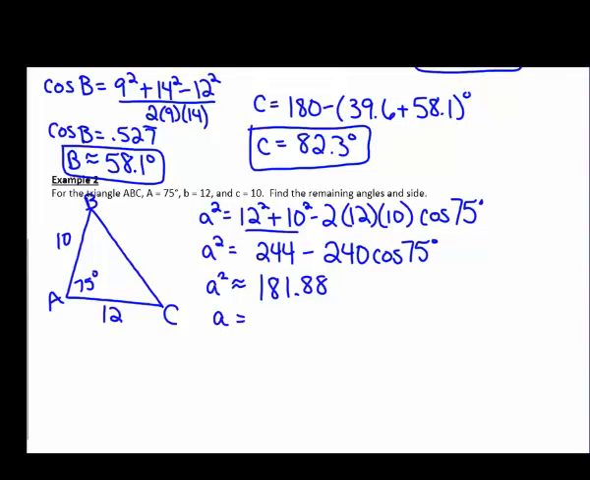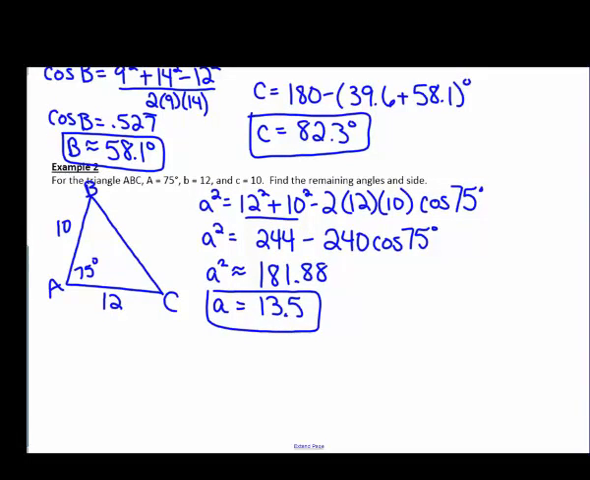Now remember, when you take the square root, normally we put plus or minus, but we don't here because we're talking about the side length of a triangle, and so you don't have a negative side length. Okay, so now we have side A. So there's our 13.5. And at this point, we could use the alternate form of law of cosines to find angle B or C. Or we can use law of sines.